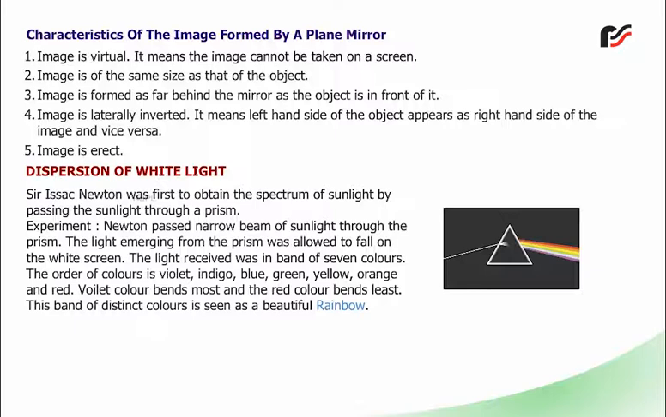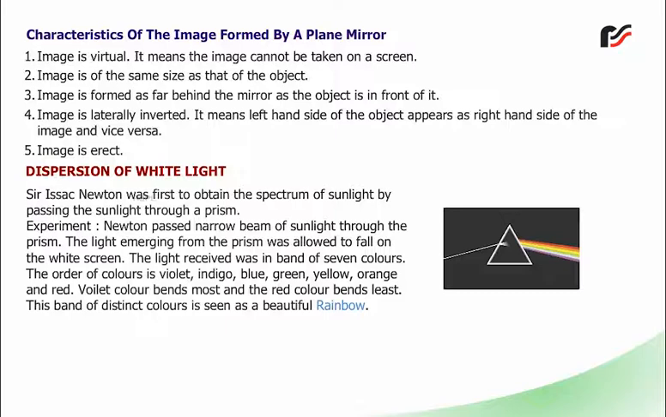Sir Isaac Newton was first to obtain the spectrum of sunlight by passing the sunlight through a prism. Experiment. Newton passed narrow beam of sunlight through the prism. The light emerging from the prism was allowed to fall on the white screen. The light received was in band of 7 colors.